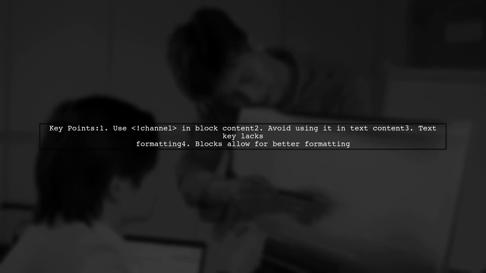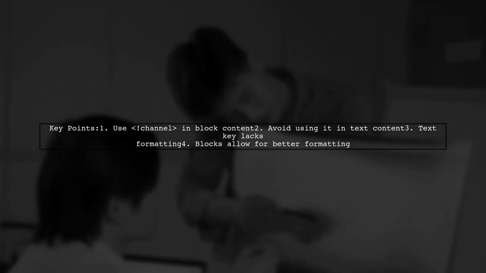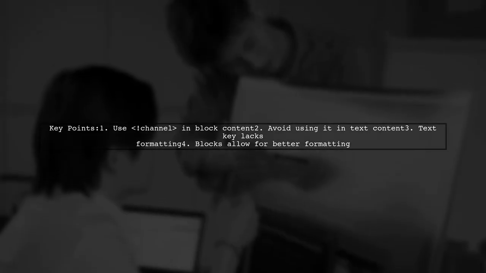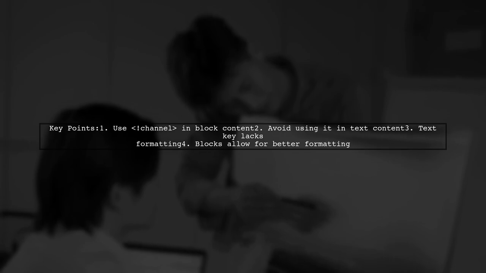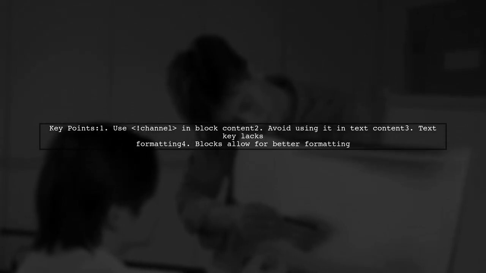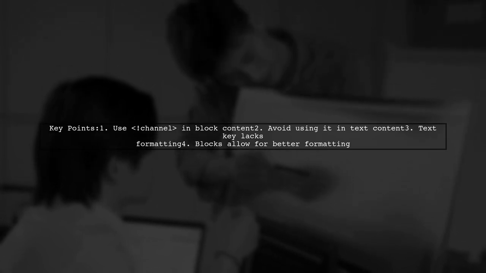If you're using Slack incoming webhooks with blocks, remember to place the channel mention, like @channel, in the block content instead of the text content. This is important because the text key appears in notifications without formatting, while blocks allow for better formatting options.